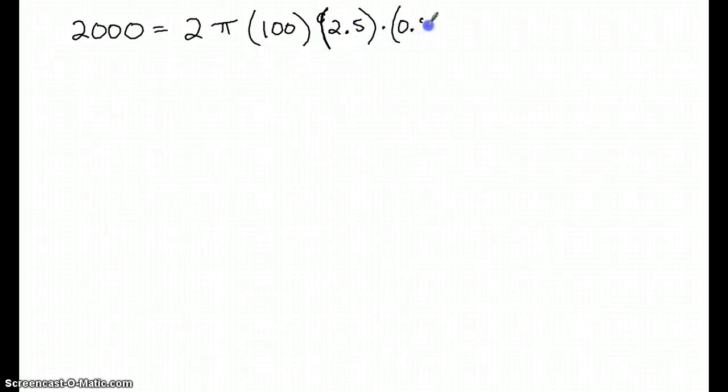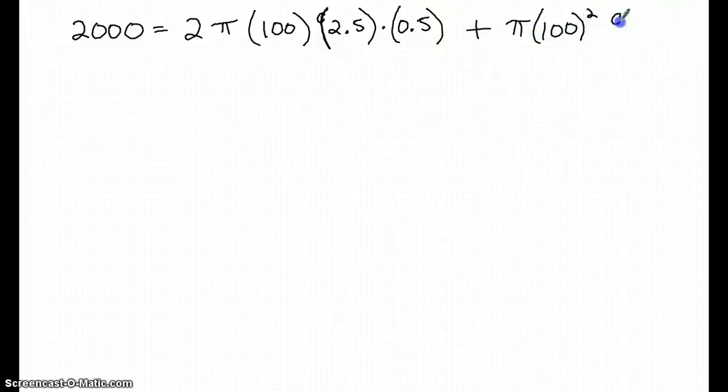So I'm going to use another screen here. We have dV/dt, which we know is 2,000, and we have 2 pi r, where r was 100, times dr/dt, which is 2.5, times h, which is 0.5, plus pi r squared, so pi times 100 squared, times dh/dt.